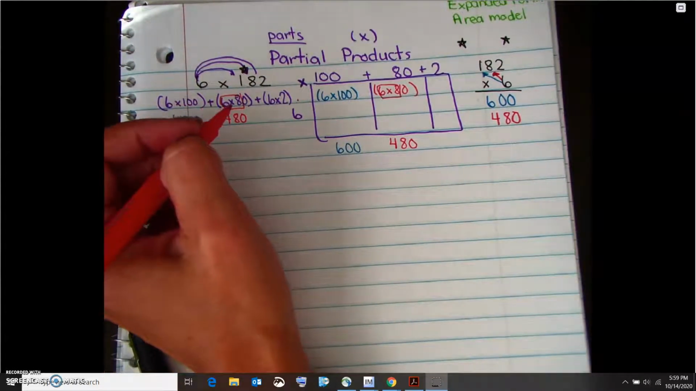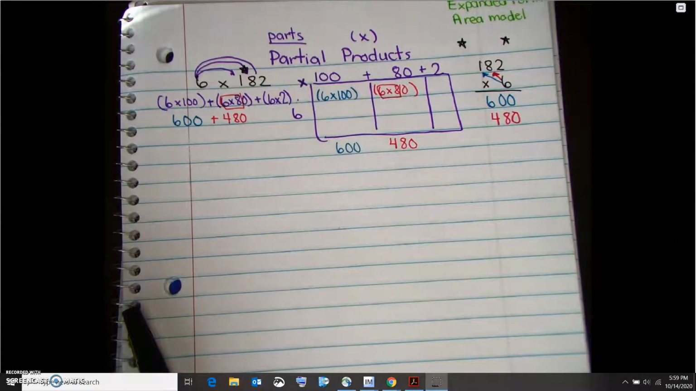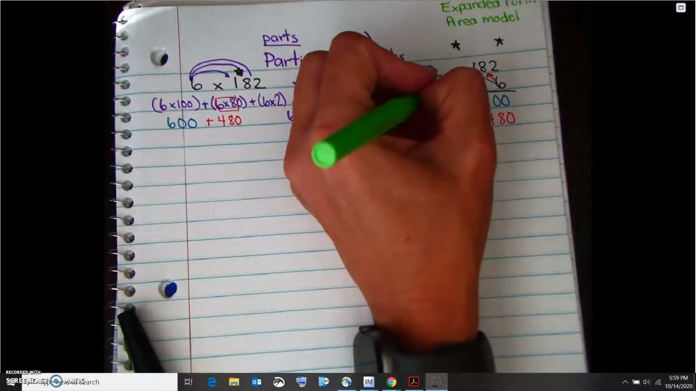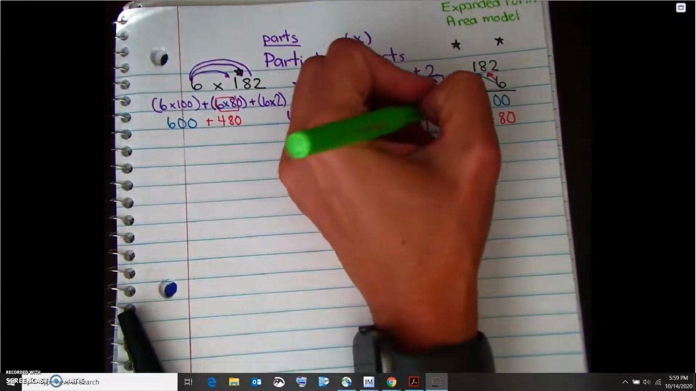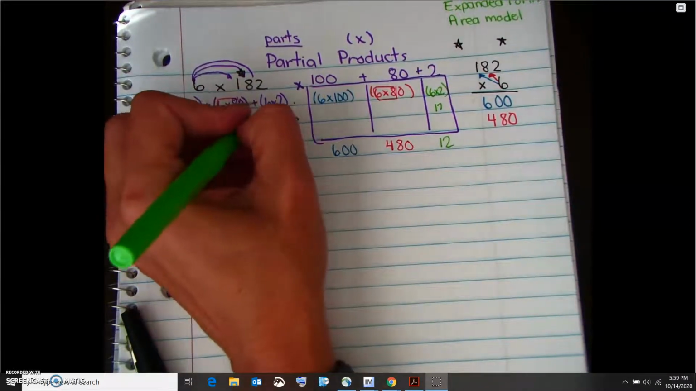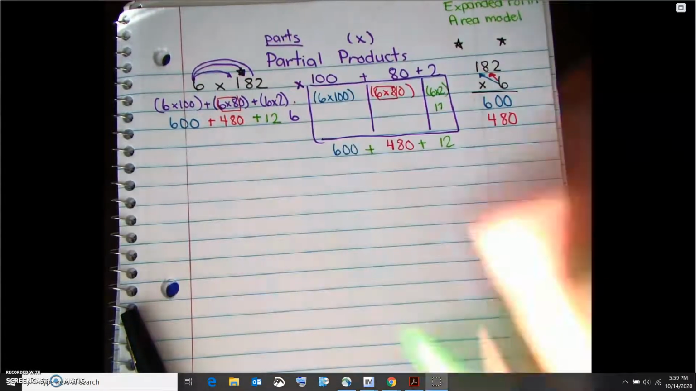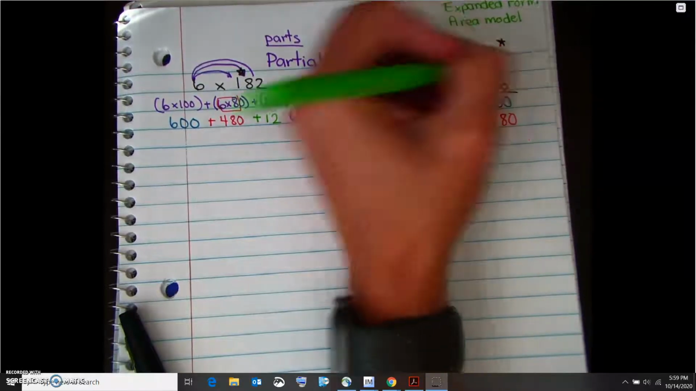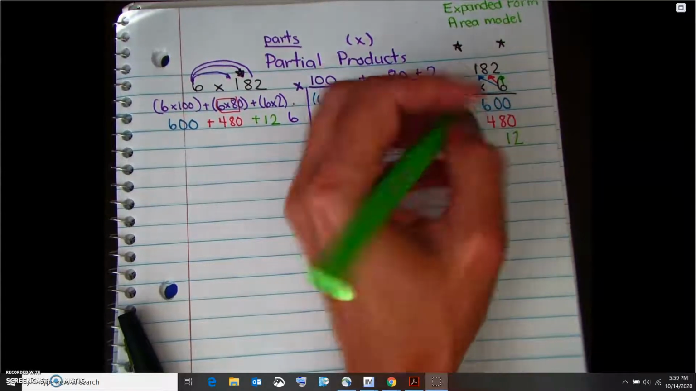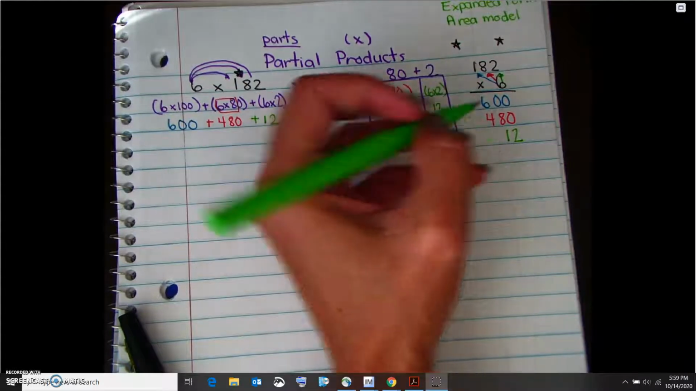Okay, so now we are doing our last one. Let's use green. 6 times 2 is 12. I've got to remember to put all my pluses here. And then how we write it right here, 6 times 2 is 12. And the tricky part with this one is make sure that you are lining up your numbers correctly.